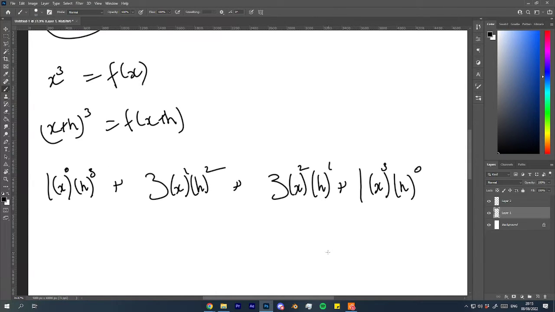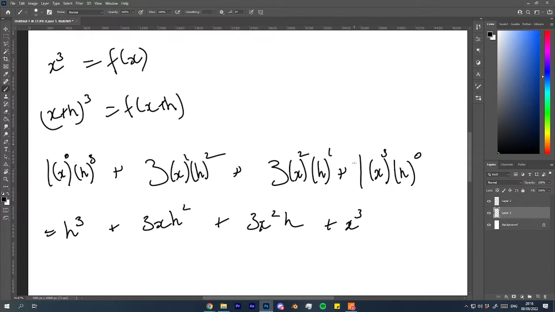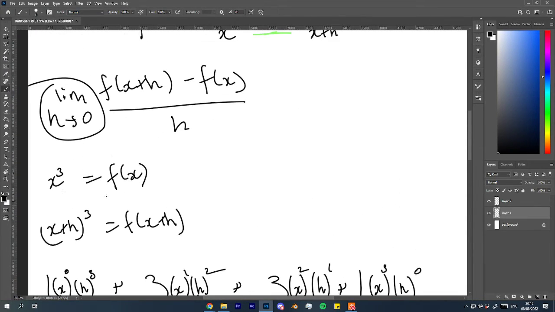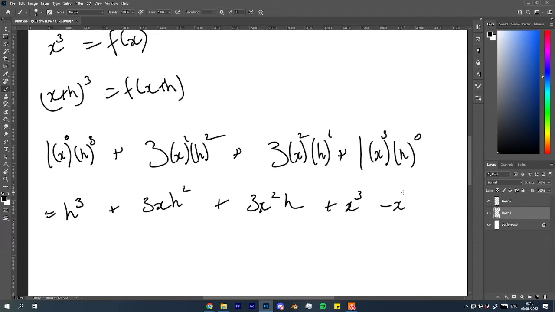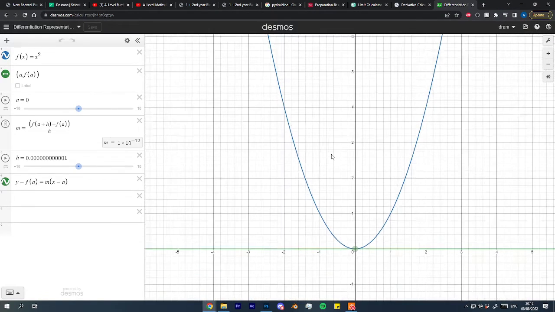Two, 1, 0. And this becomes plus x cubed. And then we minus our x cubed from here, our f of x, and that becomes all over h. Now remember, this h can never actually become 0, but the idea of it as it approaches 0, we end up with an answer. I'm going to go to a graph that I developed earlier last week, if you guys were here for that lesson. I went through this in a bit more detail.